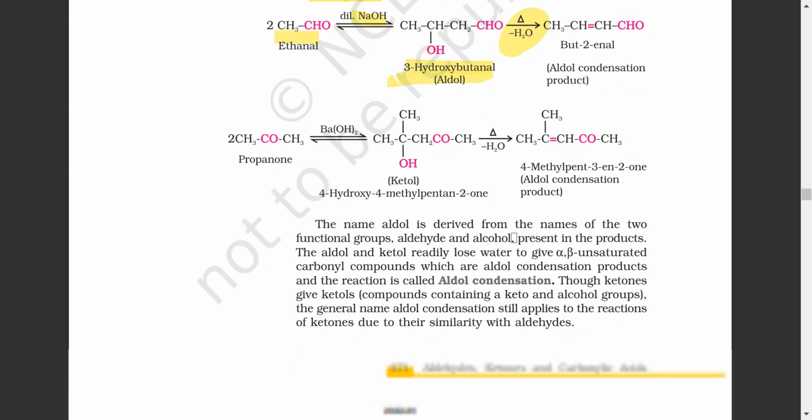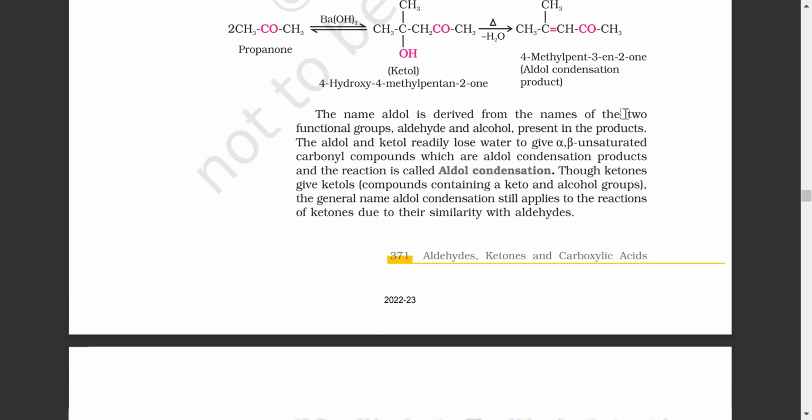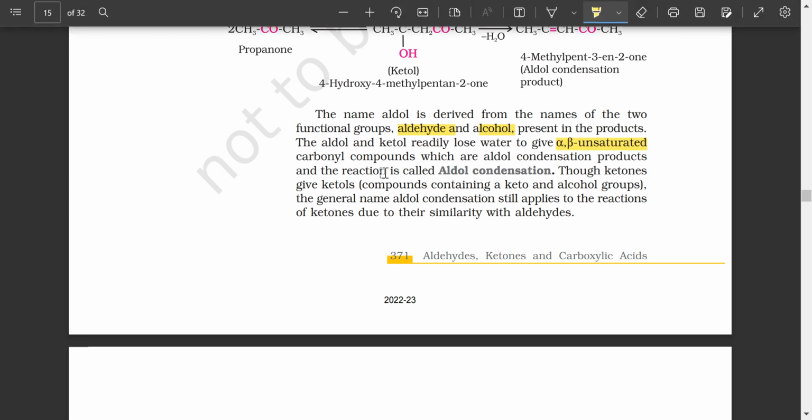Fine. The name aldol is derived from the names of the two functional groups aldehyde and alcohol present in the product. So whatever you get as products is aldehyde and its alcohol. So इसीलिए aldol is the name. Aldol and ketol readily lose water to give alpha beta unsaturated carbonyl compounds which are aldol condensation products, and the reaction is called aldol condensation.